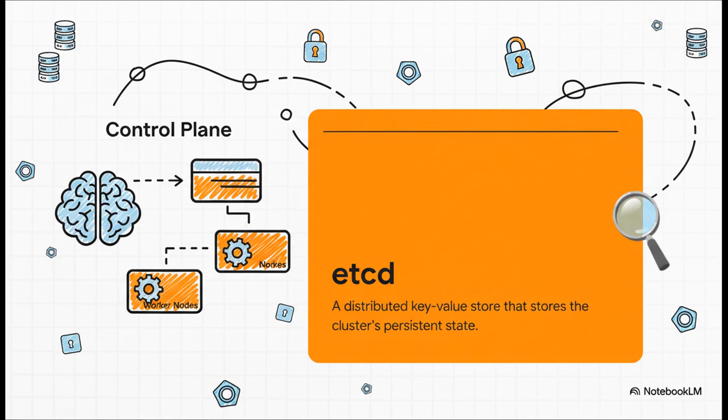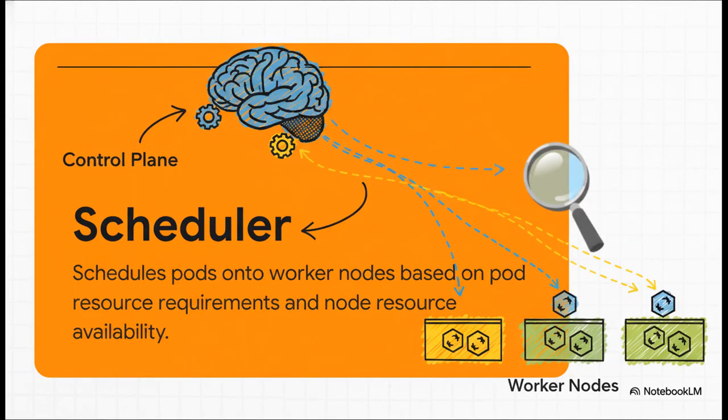It's a super reliable database where Kubernetes stores the complete state of the cluster. Every configuration, every pod status, absolutely everything. If the whole cluster loses power, etcd is what lets it reboot and know exactly where it left off. It's pretty crucial.